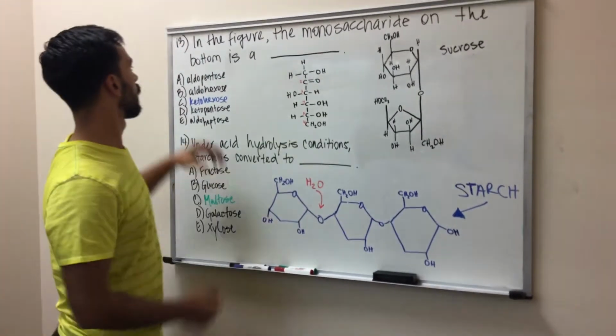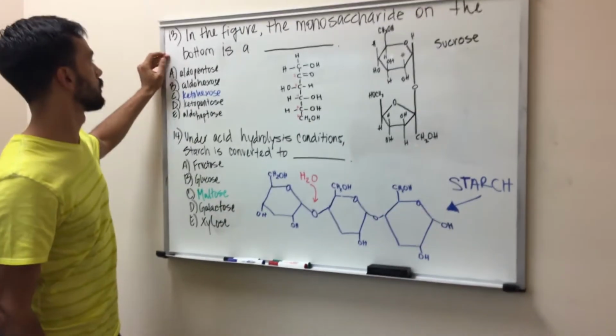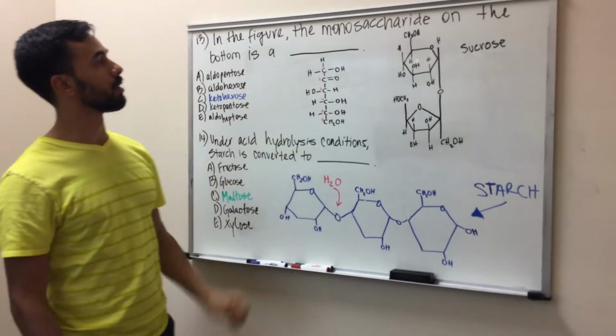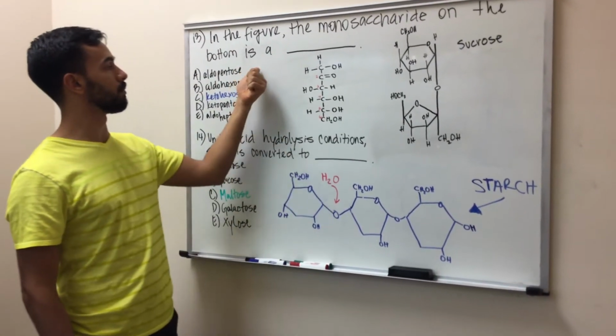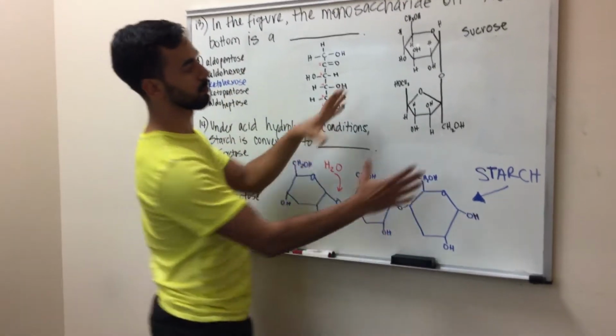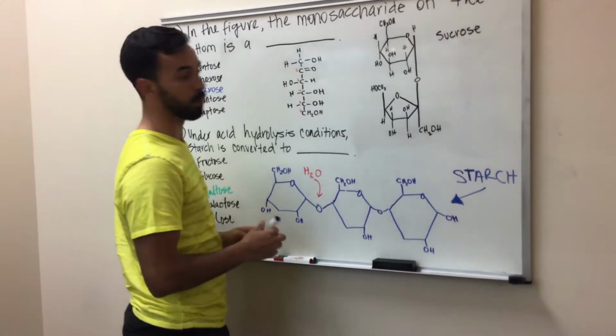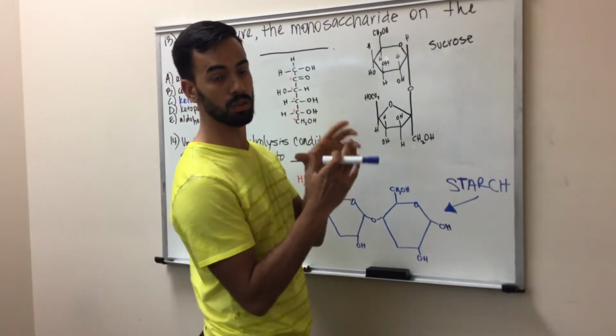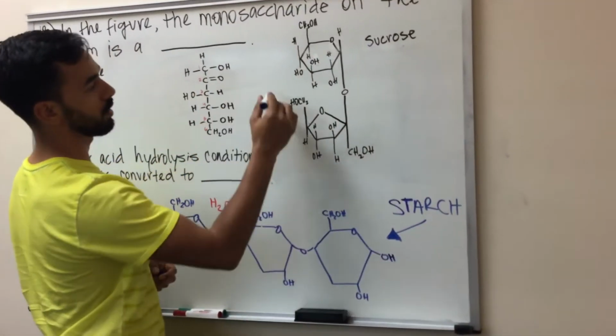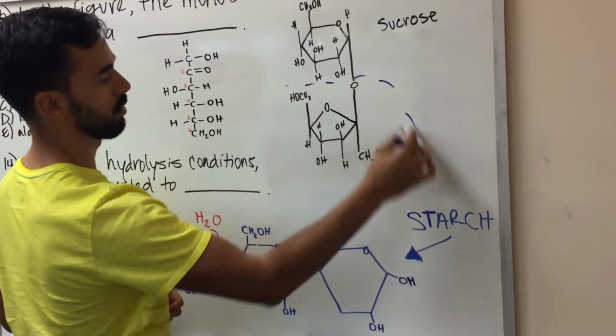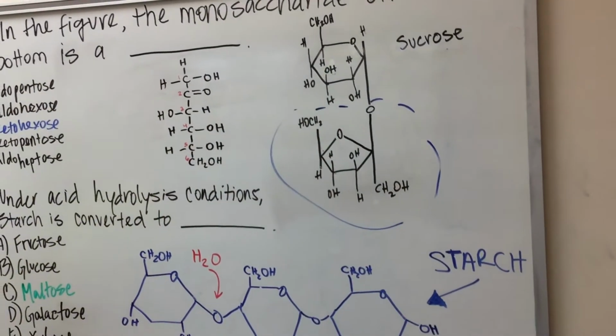Really quick, question number 13 for our assignment says, in the figure, the monosaccharide on the bottom is a blank. So this is what we're talking about right here. What is a monosaccharide? It's one saccharide sugar. So it's one sugar molecule on the bottom. So it's talking about this right here specifically. So right here. So what is it?